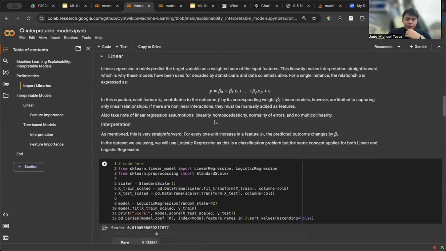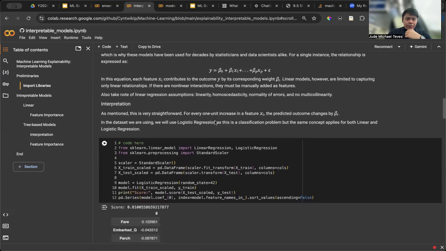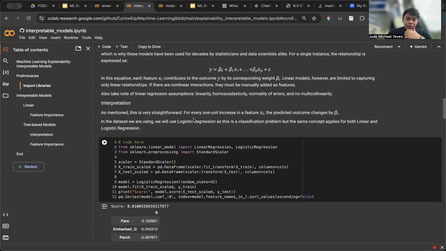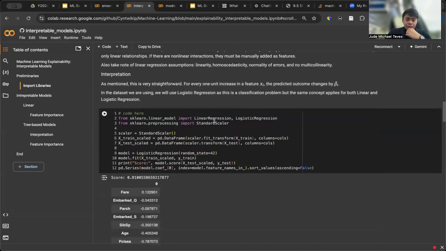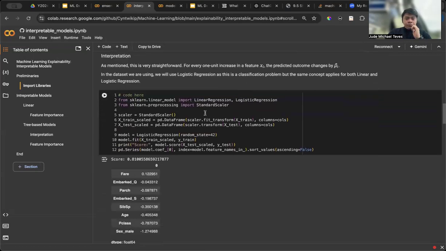But do take note of the assumptions for linear regression, such as linearity, homoscedasticity, normality of errors, and multicollinearity. Interpretation is very straightforward: for every 1 unit increase in x sub i, the predicted outcome changes by beta sub i. For this notebook, though, we will be using logistic regression since that is the classification version of the problem, but the same concept still applies.